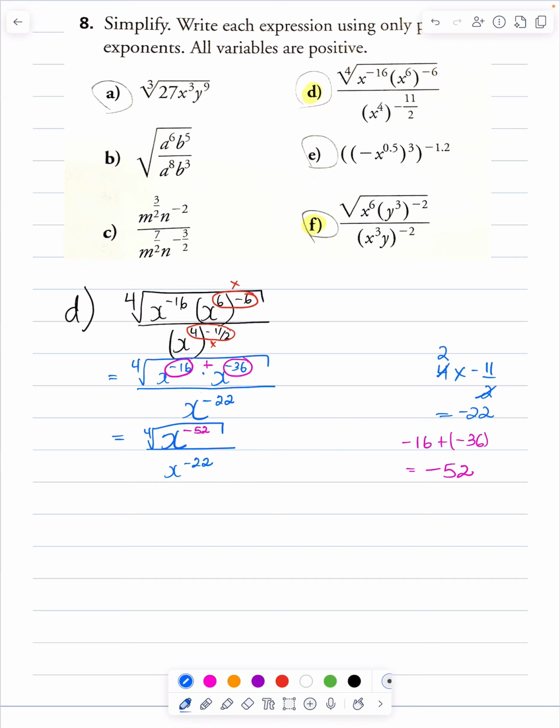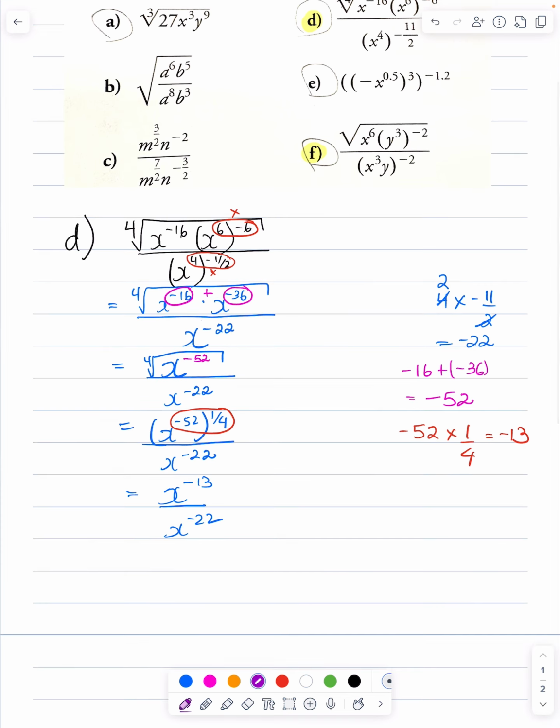I'm going to get my calculator ready because this is something I'm going to need help with. I'm going to have x to the negative 52 raised to the exponent 1/4. Rewrite that. x to the negative 22. I can take these two and multiply them together. So it's negative 52 times 1/4. 52 divided by 4 gives me negative 13. So in the numerator, I'm going to have x to the negative 13 over x to the negative 22.